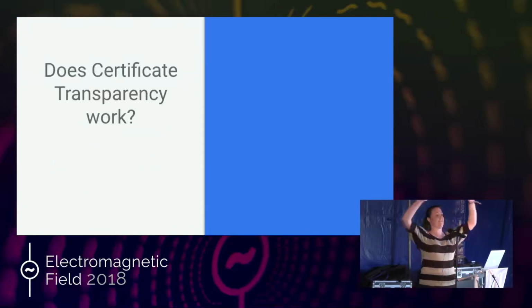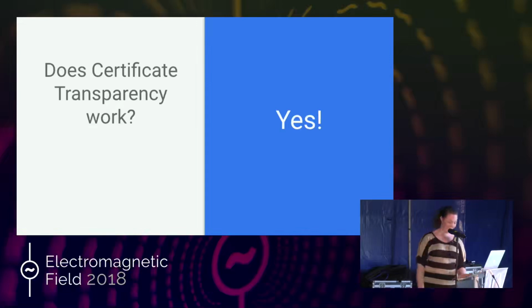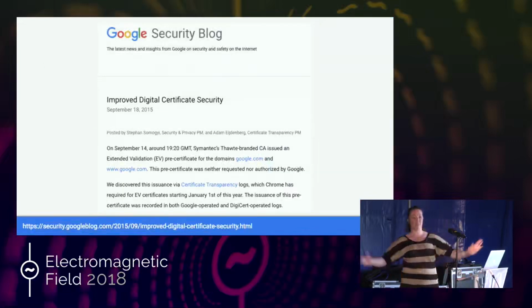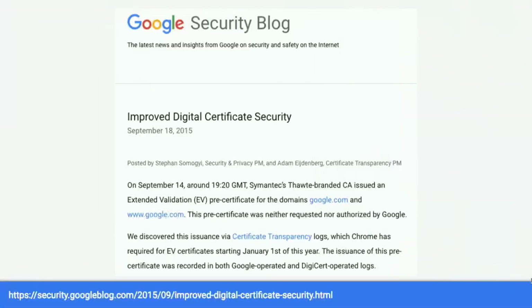Okay, the big question: does certificate transparency actually work? Well, I like to think that I wouldn't go around giving talks like this about it if we built the system and it was kind of failing at life. So yes, it does. Proof that it works: we run a monitor for all of the certificate transparency logs that are out there for Google-owned domains. And we discovered that a specific certificate authority had issued a certificate for www.google.com that we hadn't asked for.